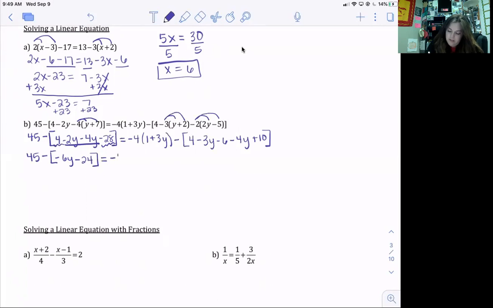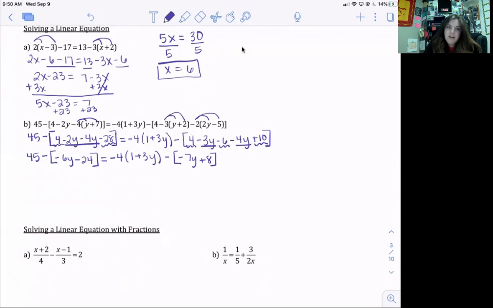And then I'm going to leave this first part alone, minus the quantity, and let's combine like terms again. So starting with our variables, negative 3y minus 4y is negative 7y. And then 4 minus 6 is negative 2. And negative 2 plus 10 is 8. Okay, so now that we've simplified the inside of the brackets the most we can, we're going to distribute.